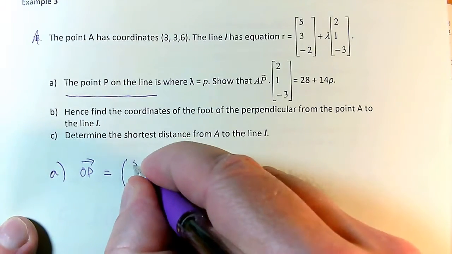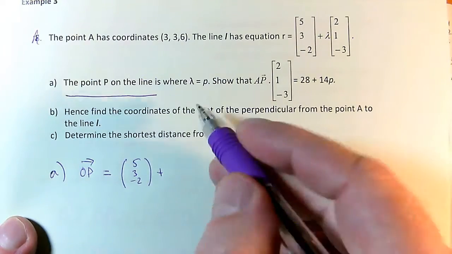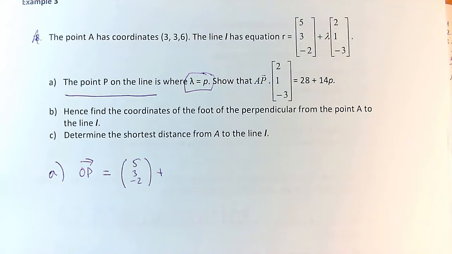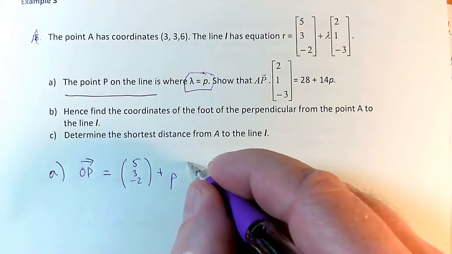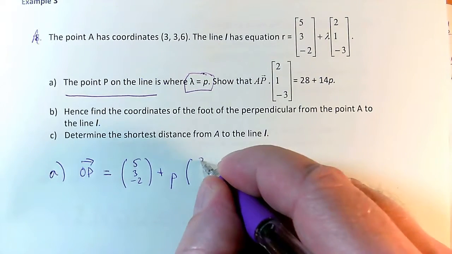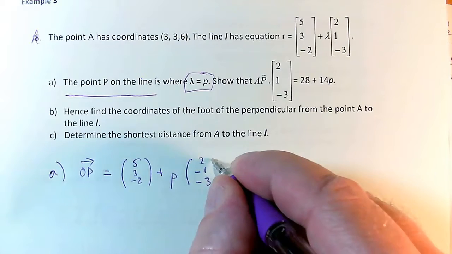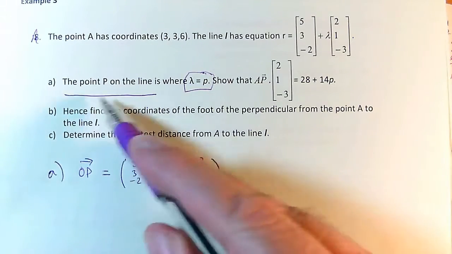So it's going to be (5, 3, minus 2) plus a suitable value of lambda. Oh, and it tells me to take lambda as P. So that value of lambda that generates a particular point P, it wants me to use P for that. Normally you can just leave it as a lambda, but if it tells you to use P, you have to do that. So plus P lots of (2, minus 1, 3). Okay, so that's my OP. All right, so I just do that because I know that the point P is on the line.